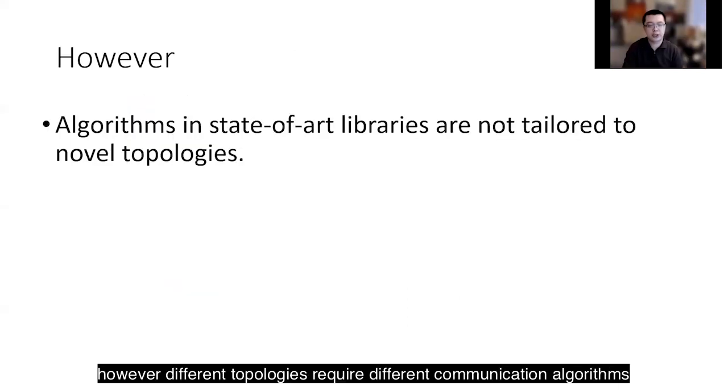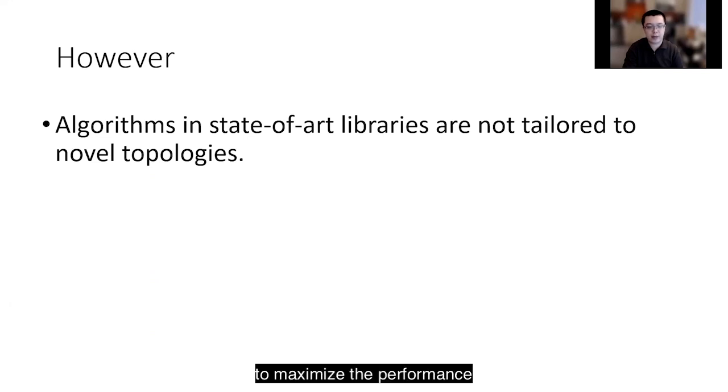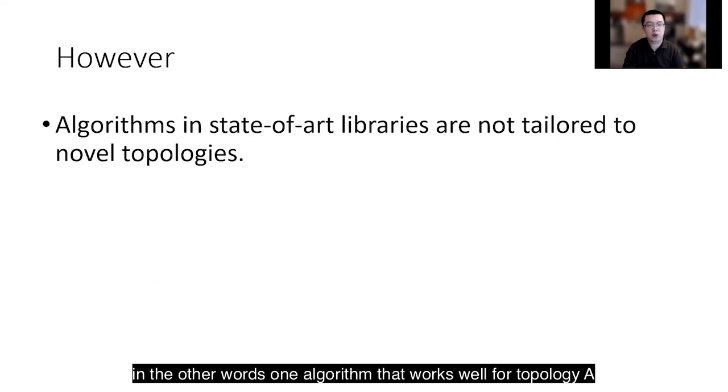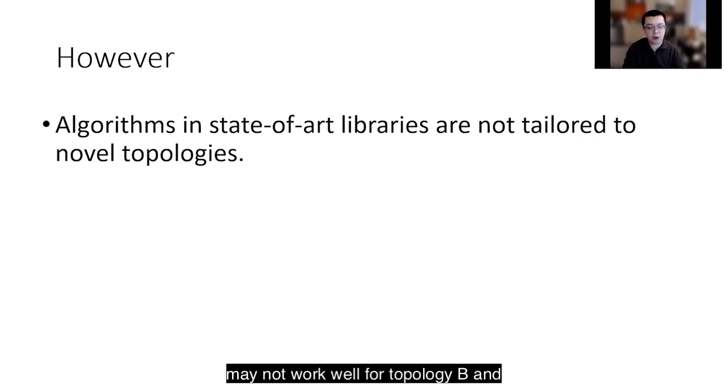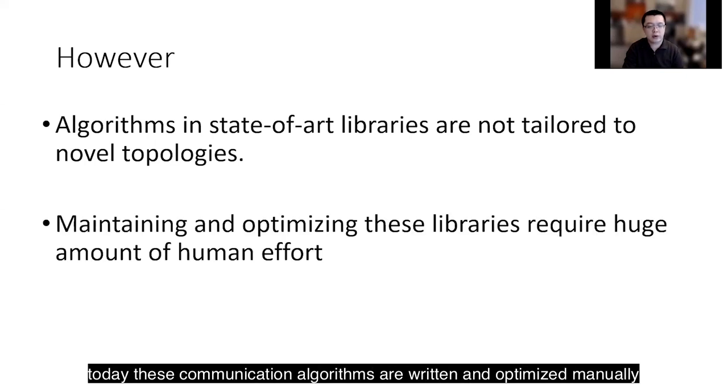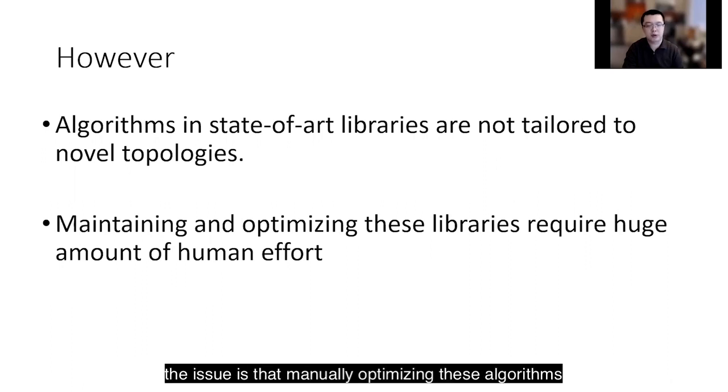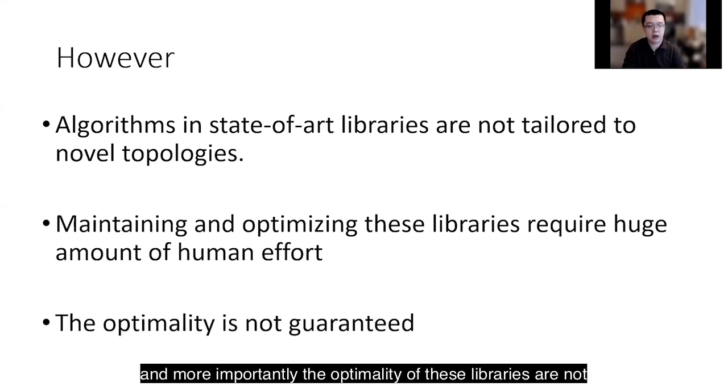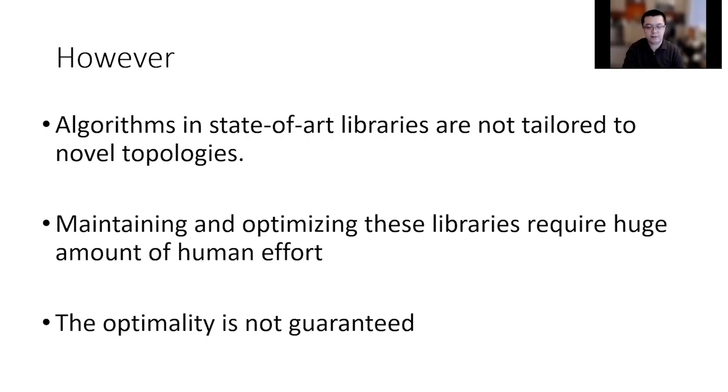However, different topologies require different communication algorithms to maximize the performance. In other words, one algorithm that works well for topology A may not work well for topology B. And these state-of-the-art libraries only provide general approaches, such as the ring algorithm and the tree algorithm. Today, these communication algorithms are written and optimized manually. The issue is that manually optimizing these algorithms requires a huge amount of human effort. And more importantly, the optimality of these libraries is not guaranteed.